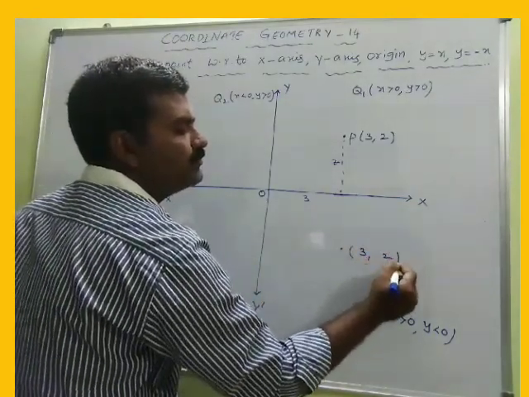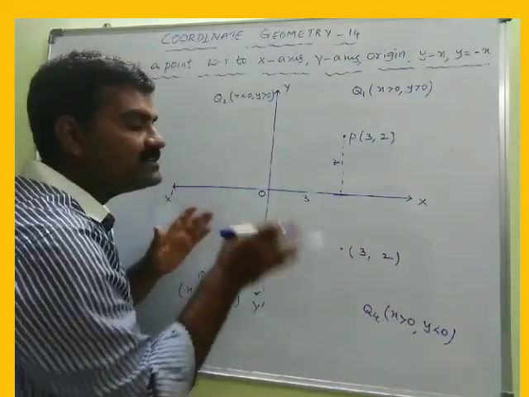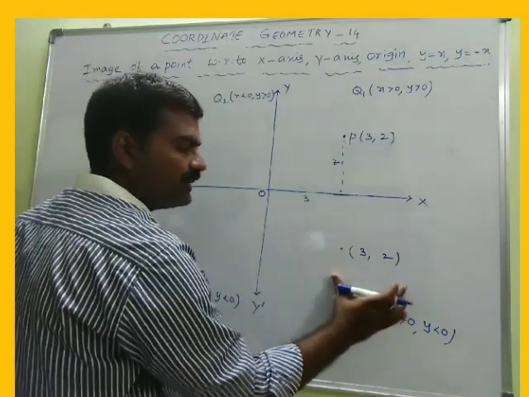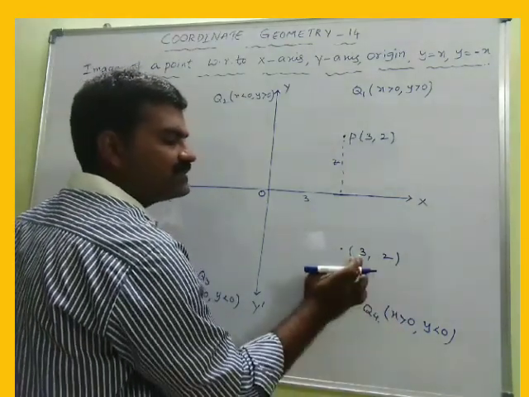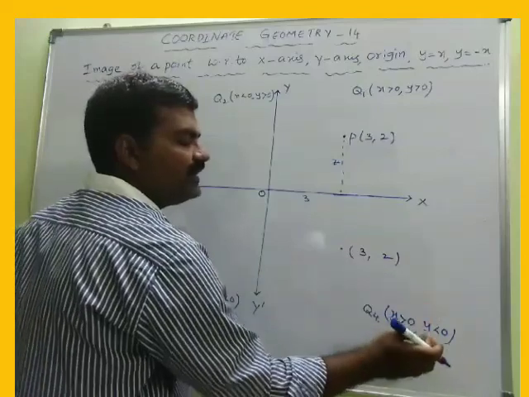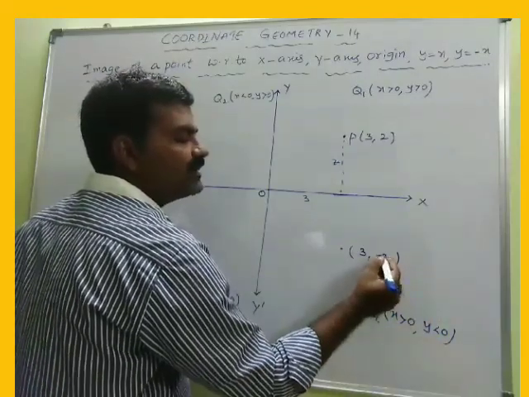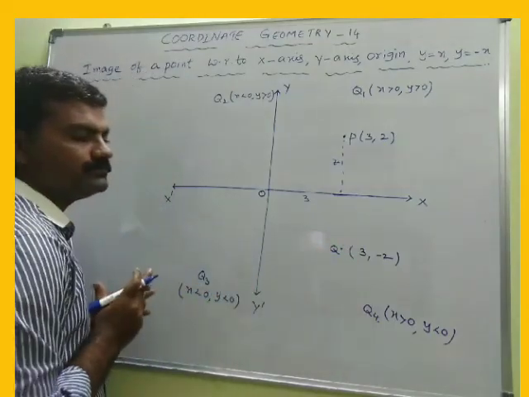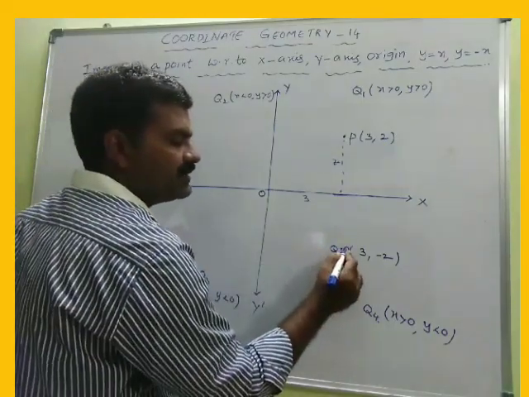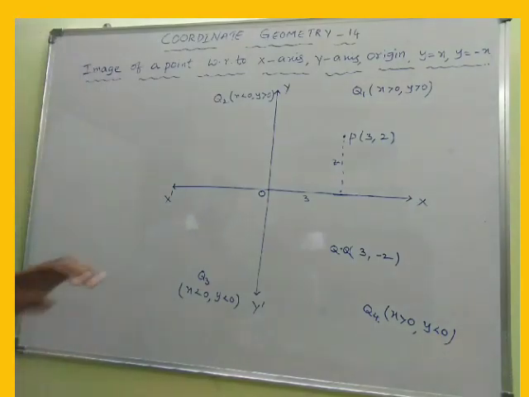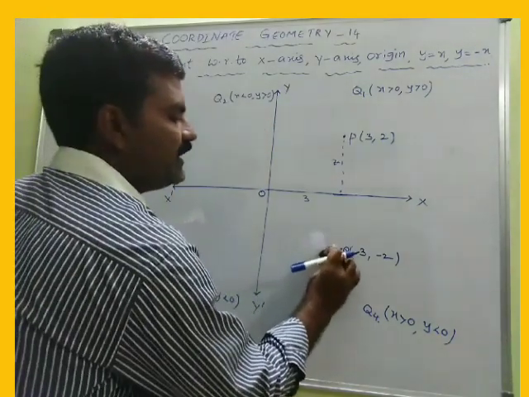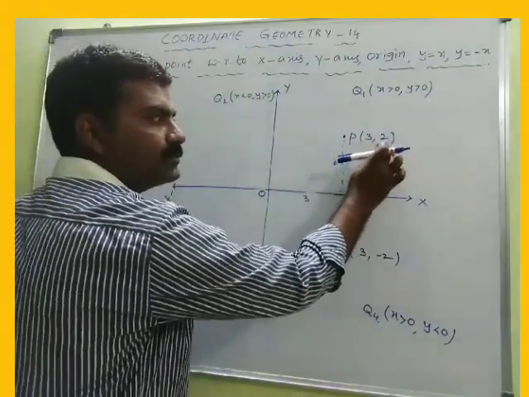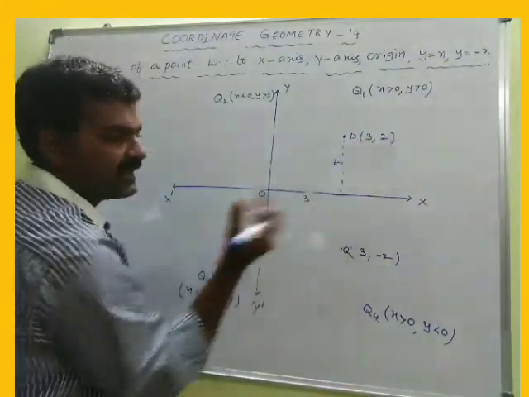3, 2 will be as it is, but their signs are going to change according to the quadrant. Now, this is the fourth quadrant. x is positive, hence 3 stays 3. y is negative, so 2 becomes minus 2. Say this point is Q. Do you understand? So (3, -2) is the image of the point (3, 2) with respect to the x-axis.